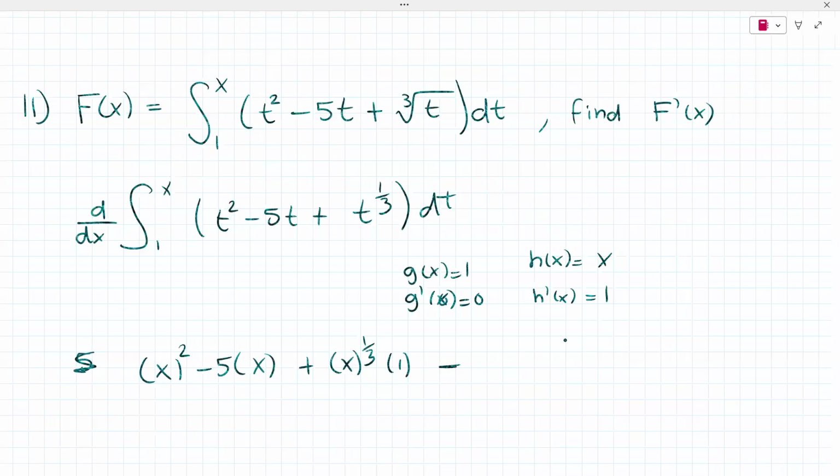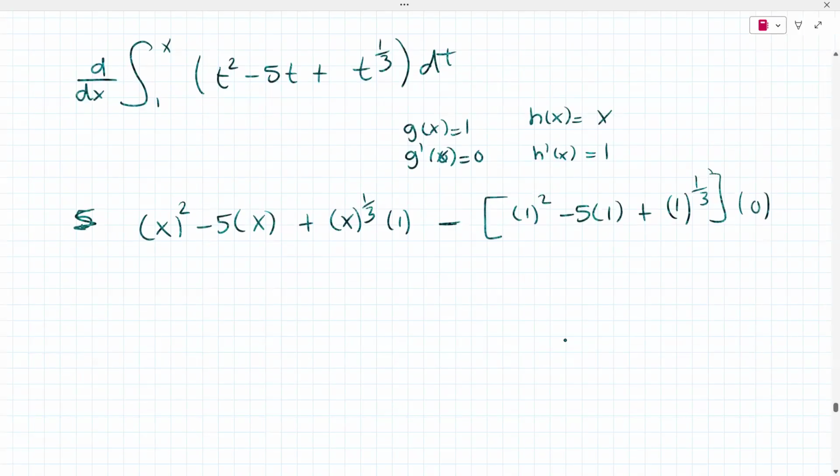Not too bad, right? Minus, and then this time you're going to replace your t with g of x. So that would be 1 squared minus 5 times 1 plus 1 raised to the 1/3, times your g prime of x, which is 0. Okay, this part here is not too bad because 0 times anything is 0.